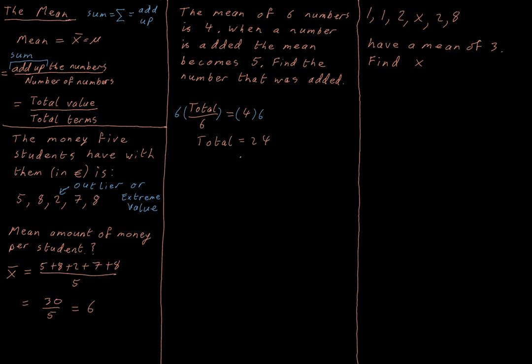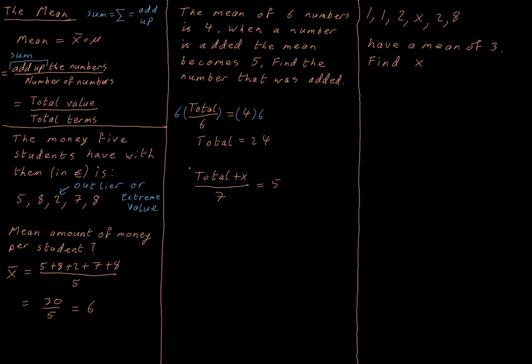So I don't know what the numbers were that I added together, but I do know that their total was 24. And then I'm told that when I add a number to this total, then the mean becomes 5. So what do we have? The total that we originally had plus some number, which I'll call x, divided by how many numbers this time? That's going to be 7 numbers. We added an extra number, so the total number of numbers is now 7, and that mean was 5.